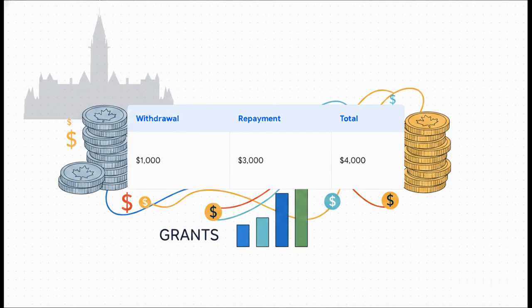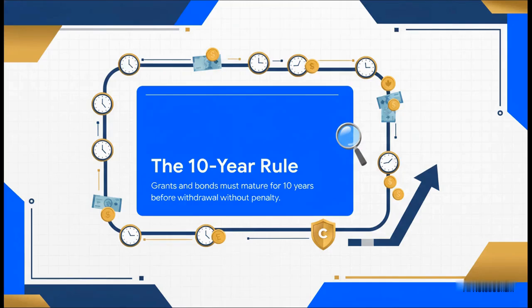The math here is really eye-opening. The holder can always access personal contributions, but for every $1 withdrawn, up to $3 of government grants and bonds may need to be repaid to the government. For example, if someone wants to receive $1,000 personally from the RDSP, the total withdrawn may need to be $4,000 because $1,000 goes to the beneficiary and $3,000 is repaid to the government. Ouch. The whole reason behind this penalty is something called the 10-year rule.